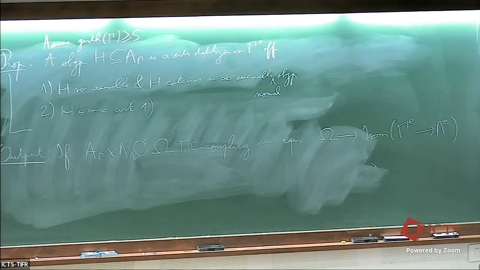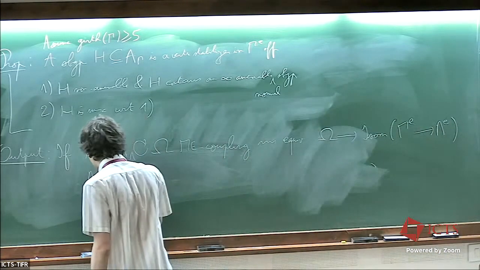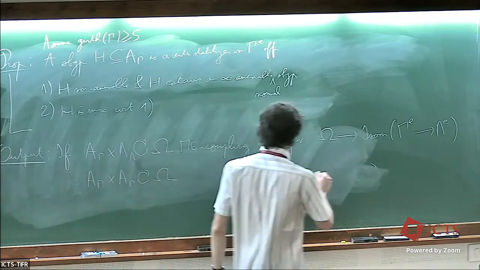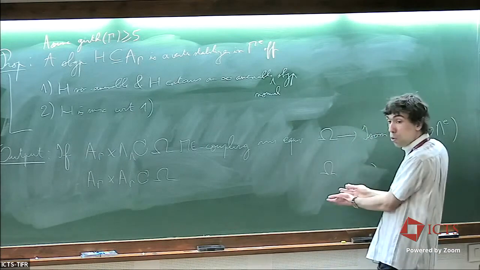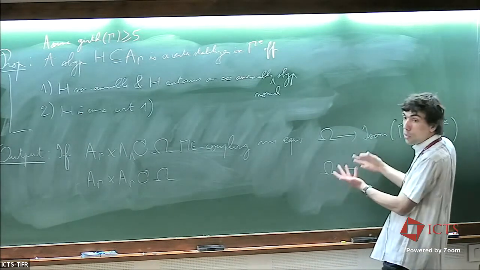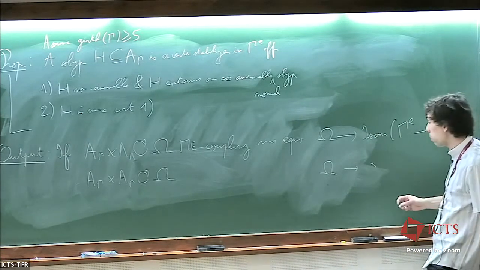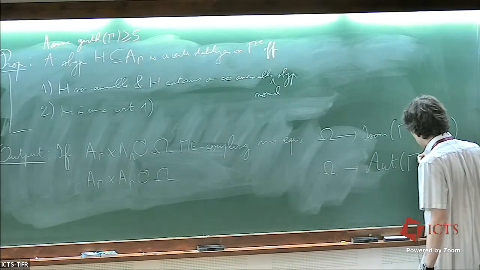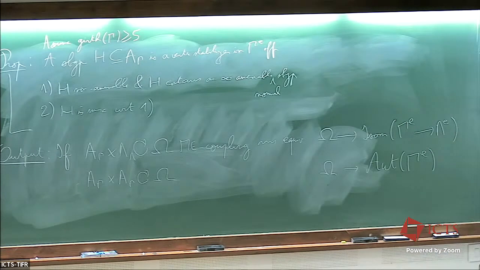And in fact, this also says something about self-couplings. It says that any self-coupling factors not through the group itself, that would be outness and that would lead to superrigidity, but it factors through the automorphism group of the extension graph.